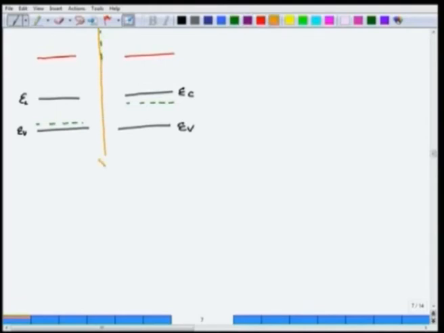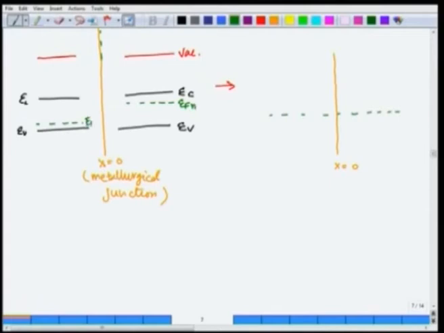This is where, let us call it x equal to 0, the metallurgical junction. This is where we want to form a metallurgical junction. So, we are going to join them. Let us join them, and this is the vacuum level, of course. So, if we join them, let us take the steps. The first thing is that the Fermi level must be the same, that is what we have learnt. If this is where the metallurgical junction lies, x equal to 0, then we know this is EF on the n side and this was EF on the p side. Now, when we join them, there should be a common Fermi energy.